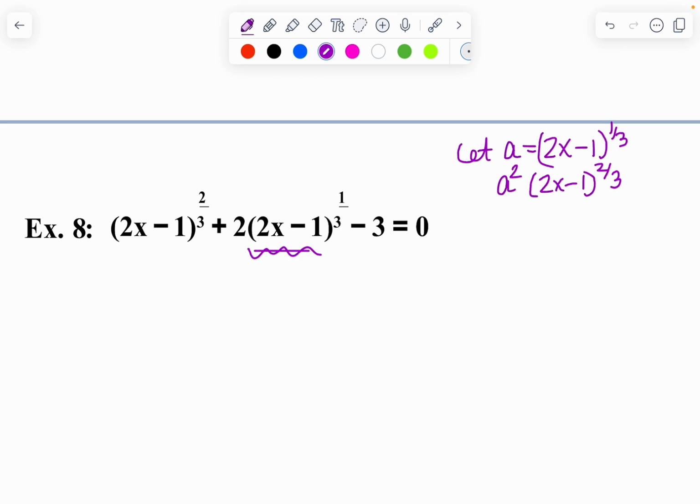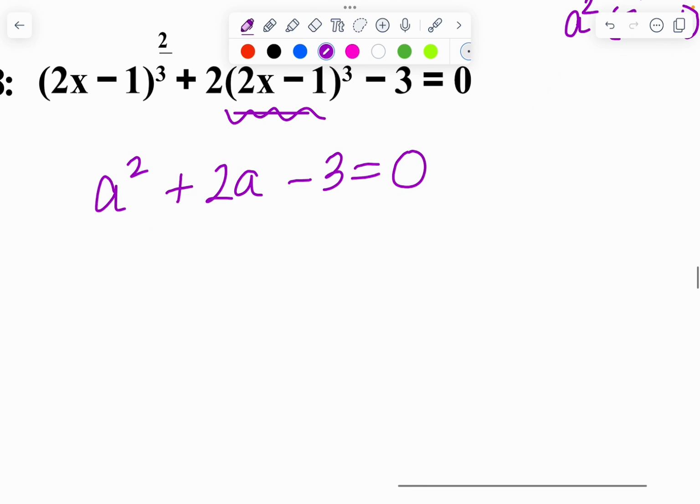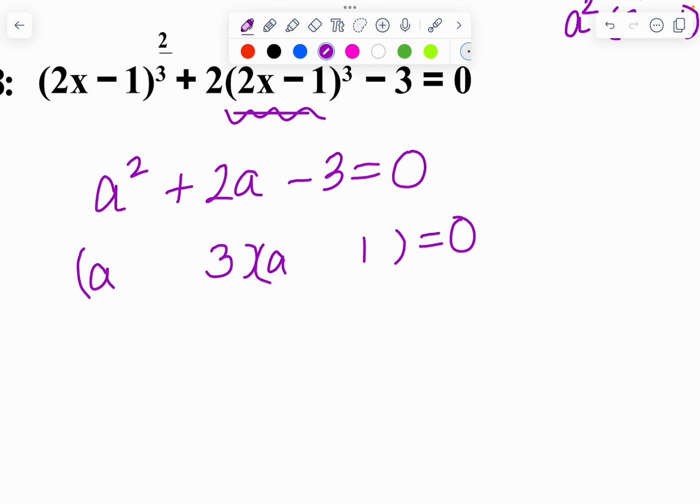Now, let's substitute. I have a squared plus 2a minus 3 equals 0. So if I want to solve this, the first thing I'm going to do is factor. So I have a and a, I have 3 and 1. I need a positive 2, but a negative 3. So this is positive, negative. So I have a equals negative 3, a equals 1.